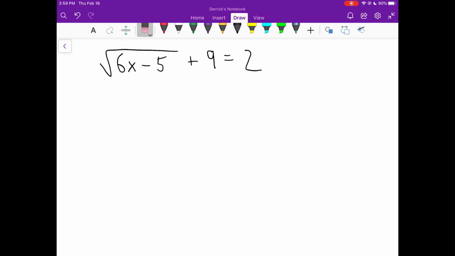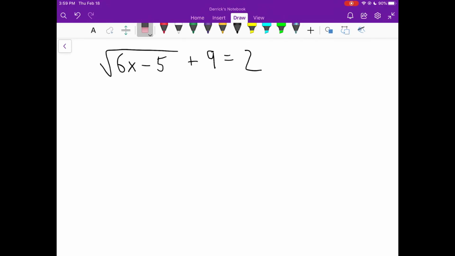Let's look at another example here. This time we've got the square root of 6x minus 5 plus 9 equals 2. Now the difference with this example compared to our last one is this time our radical is not isolated for us. We're going to have to do that ourselves. Recognize that what I mean there is the radical, the square root of 6x minus 5, is on the left side of the equation, and there is also a plus 9 on the left side of the equation that is not inside that radical.